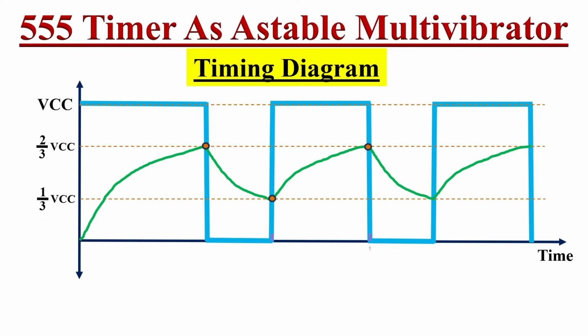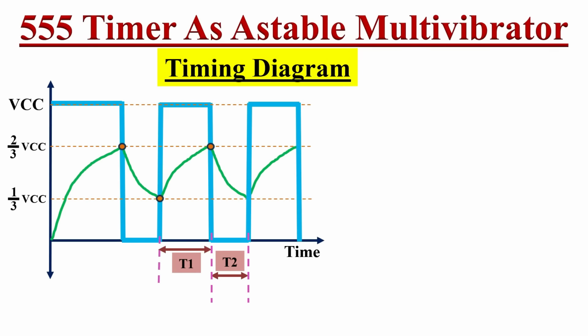So here T1 is the time for which the output of the timer is logic high state, while T2 is the time for which the output of the timer is logic low state. Or we can say that T1 is the charging time of the capacitor, while T2 is the discharging time of the capacitor. So if we represent this T1 and T2 mathematically, T1 equals 0.693 times (R1 + R2) times C, while T2 equals 0.693 times R2 times C. Here we can see that T1 is greater than T2.